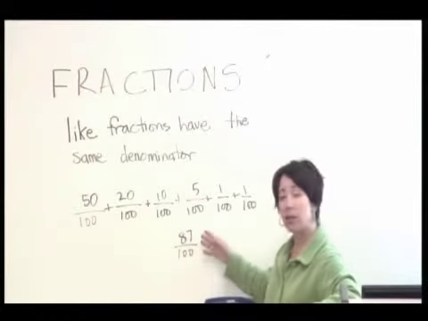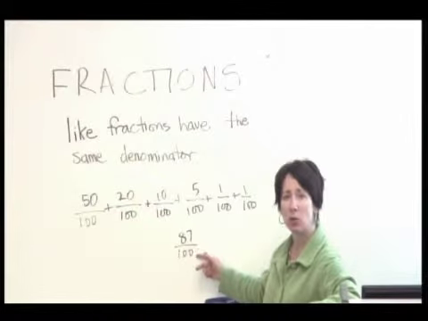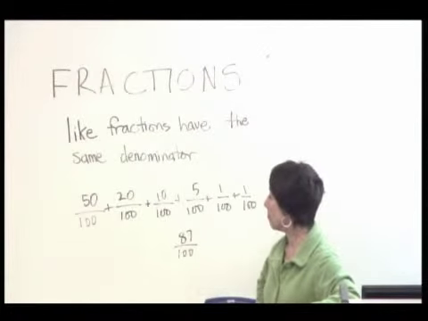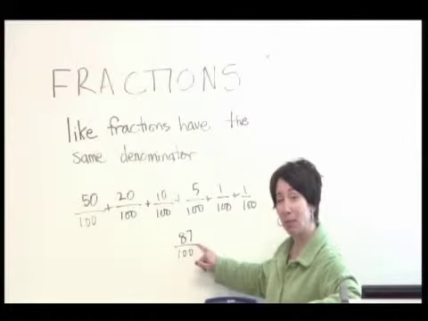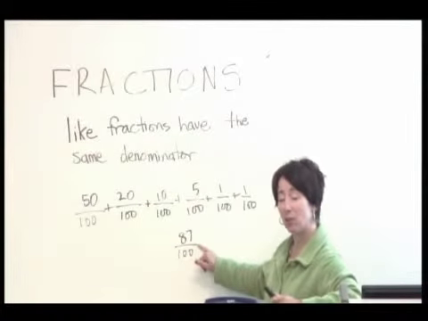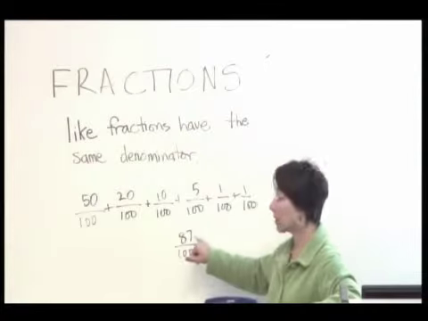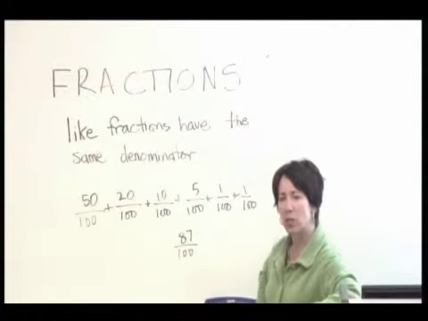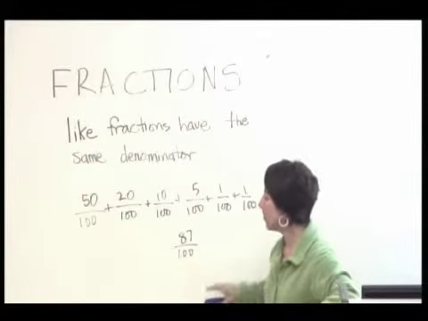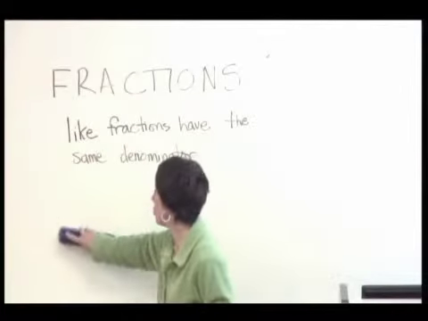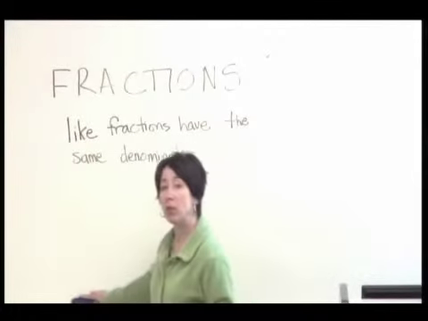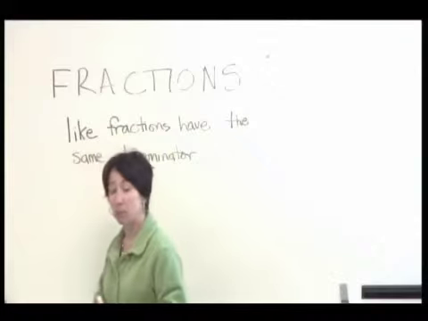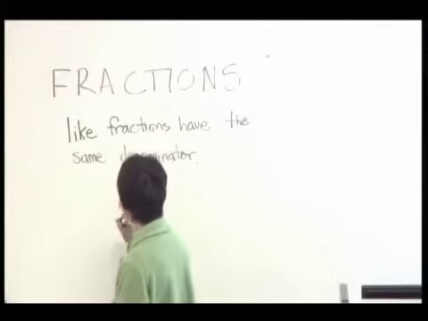I may at the end have to simplify it. In this case, I don't. 87 is not prime, by the way. 8 plus 7 is 15, and 3 goes into 15. So 87 is divisible by 3. But of course, 100 is not. So let's just do 1 or 2 more reviews, maybe using some signed fractions.